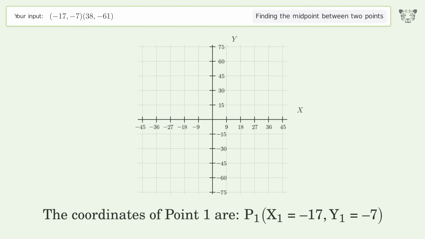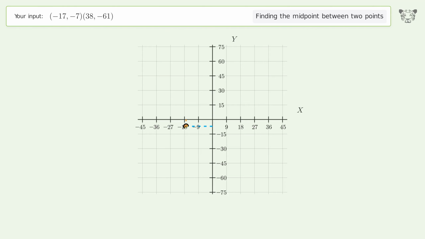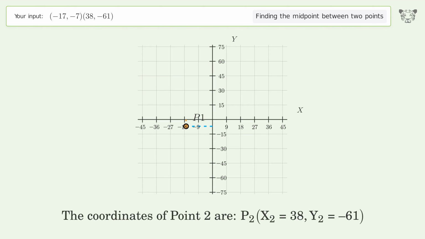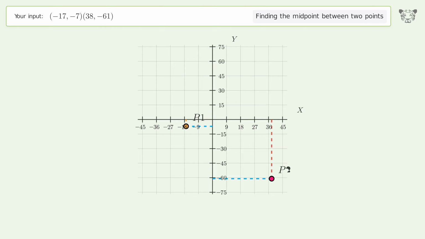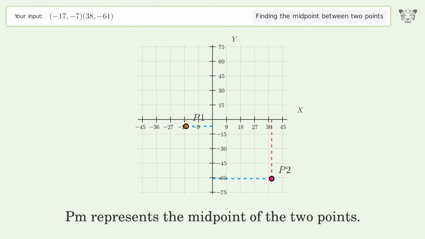The coordinates of point 1 are, x1 equals -17, y1 equals -7. The coordinates of point 2 are, x2 equals 38, y2 equals -61. PM represents the midpoint of the 2 points.